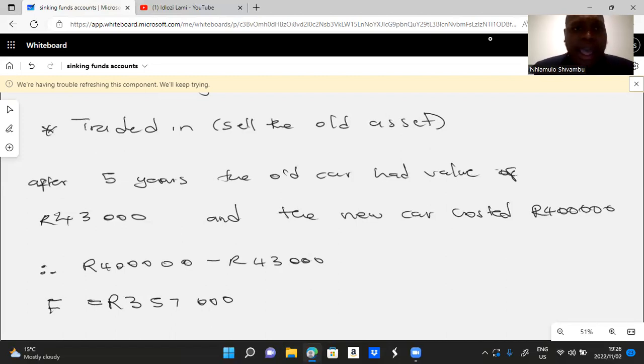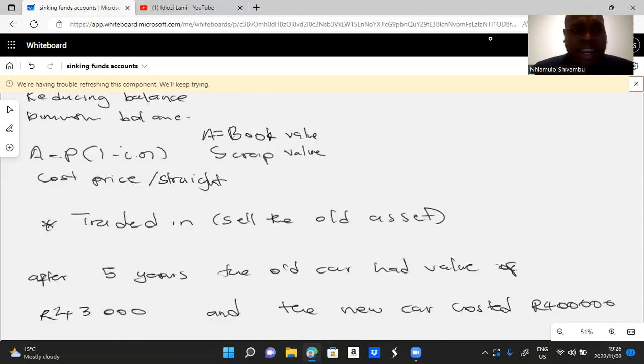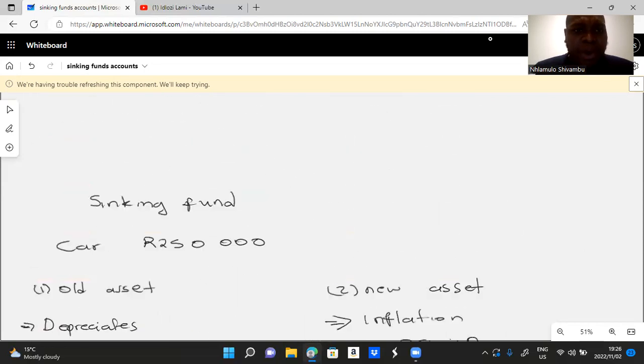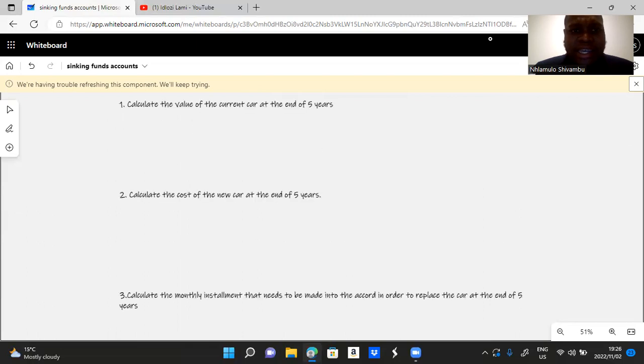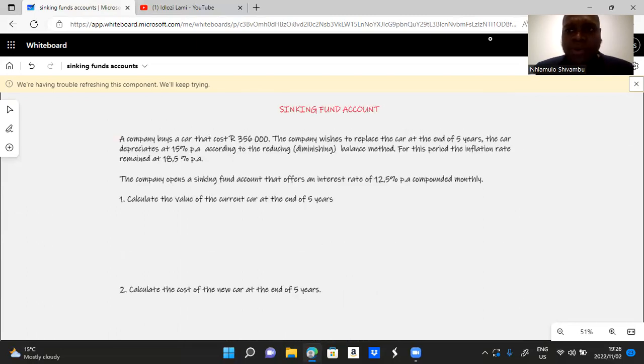So I hope the question that I've prepared for you will help you understand this topic. So let's check what we're given. We are told that a company buys a car that costs 356,000. So this is the cost price of the car. The company wishes to replace the car at the end of 5 years. So they want to replace this car at the end of 5 years.